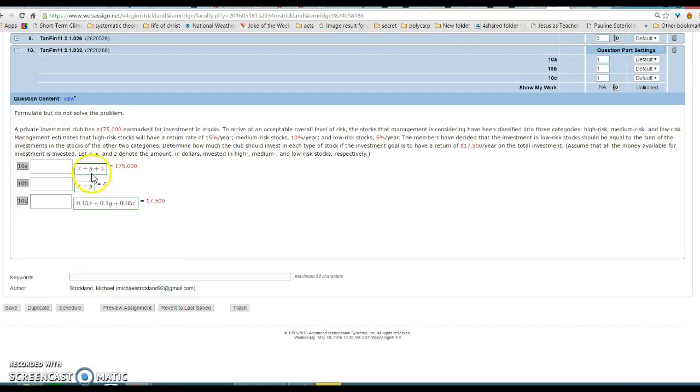So this is how you set that up. It does not talk about how to solve it. That's for a later date. This is the correct answer.